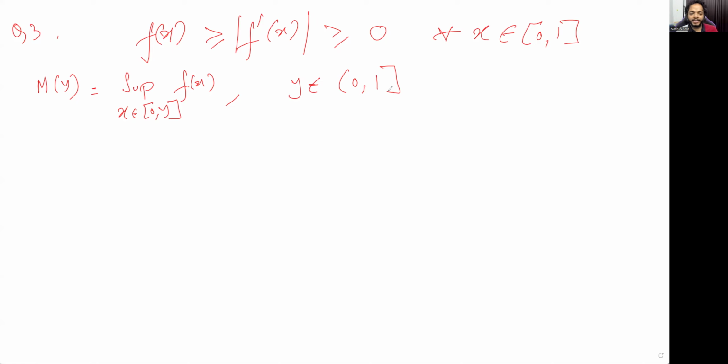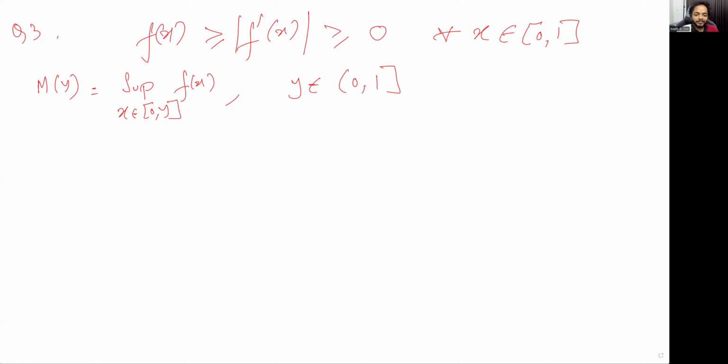So that's why we are saying that the supremum, or the maximum that the function is attaining in this closed and bounded interval 0 to y, is m of y. Okay, that's how we are defining it.